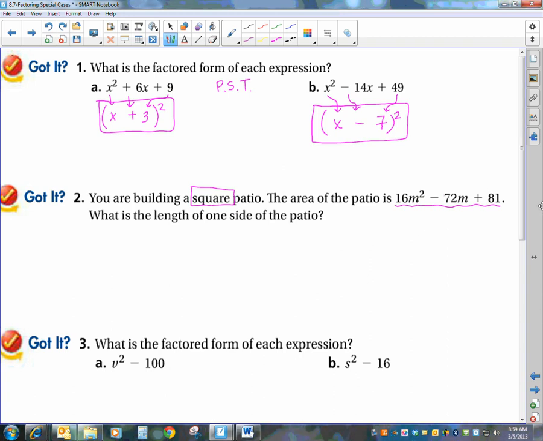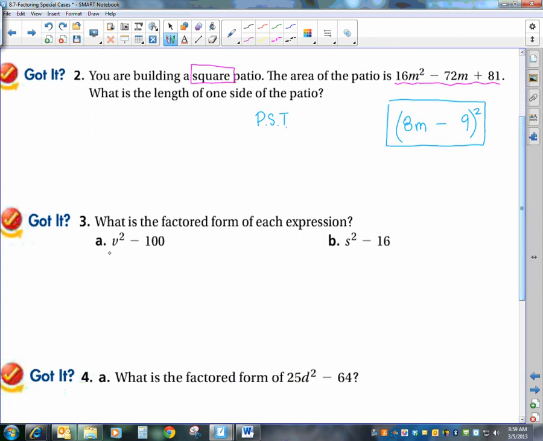So we're going to do what we've been doing. We have a PST on our hands, which is a perfect square trinomial. Take the square root of the first term. Take the square root of the last term. Take the sign of my middle term. And square the quantity. And there we have our factored perfect square trinomial.